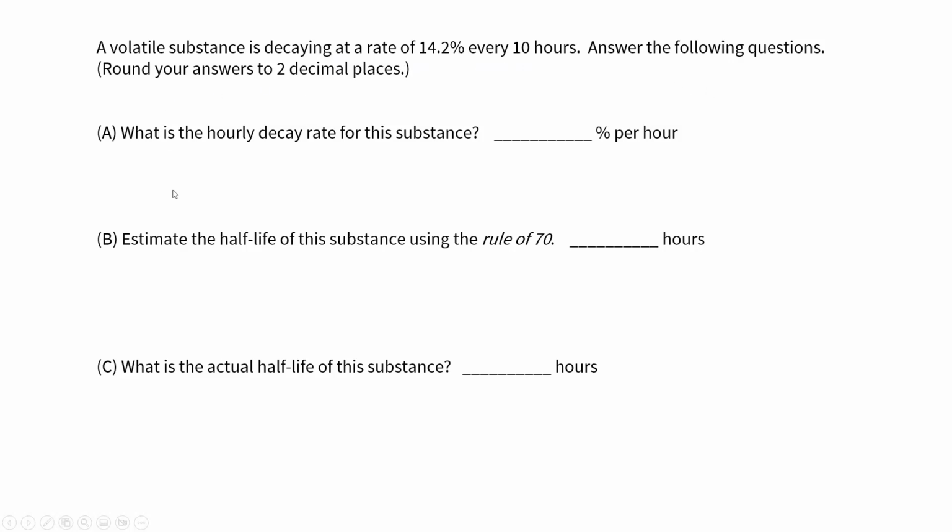And we want to answer the same questions generally, except now it's a decay rate and half-life involved. It's decaying at a rate of 14.2% every 10 hours. So if you're losing 14.2%, you're keeping 85.8%. So that means when you use this formula, you're going to have A equaling an original amount A sub 0 times 0.858 to the t over 10 power, because it's every 10 hours that you're going to have this 85.8% remaining.